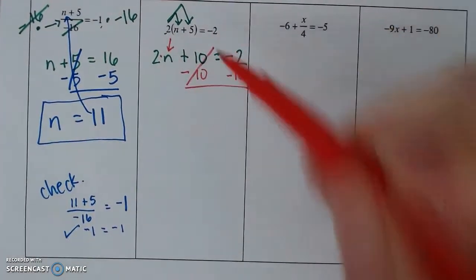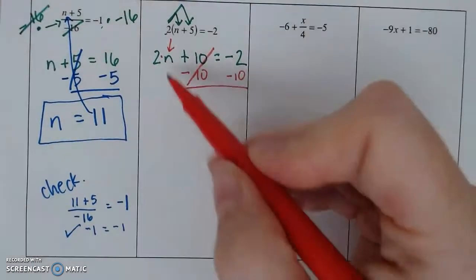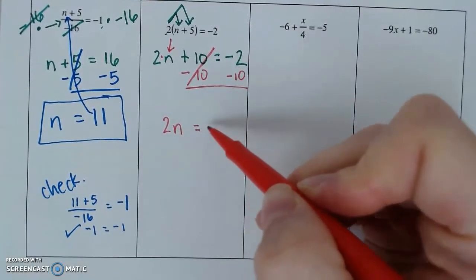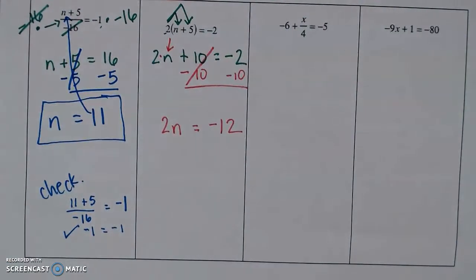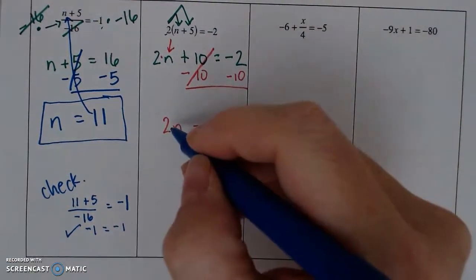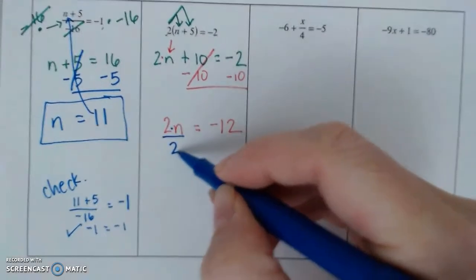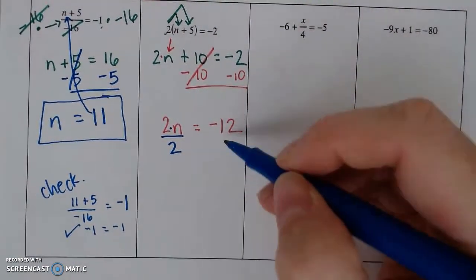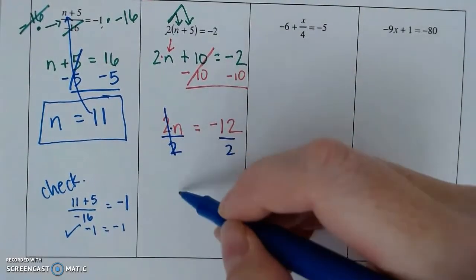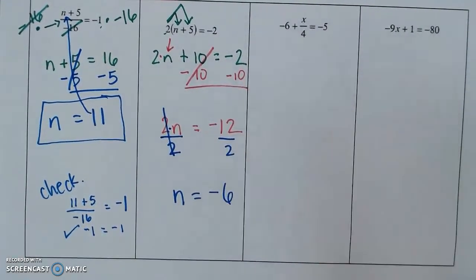So check, 10 minus 10 does cancel. We would be left with 2n equals -12. Then for the last step, the 2 and the n are being multiplied, so the inverse operation is to divide by the number you want to get rid of. So we divide by positive 2. So n equals negative 6.